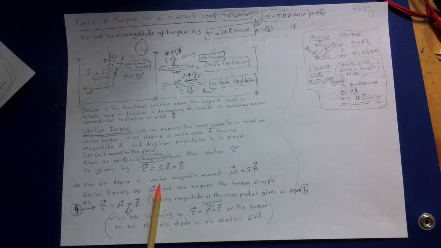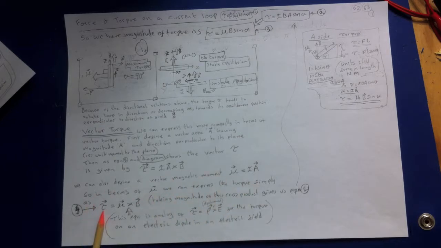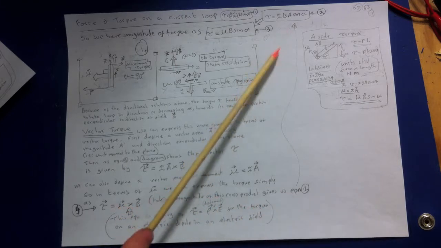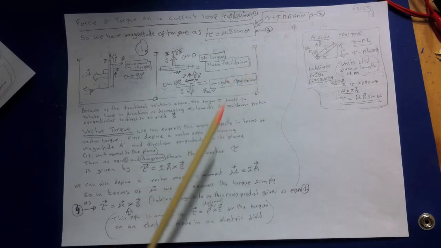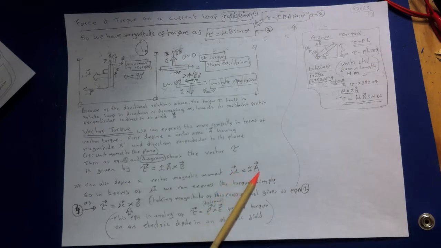We can also define a vector magnetic moment, mu equals IA. So in terms of the vector mu, we can express the torque simply as torque equals the vector mu cross B. Taking the magnitude of this cross product gives us equation 2. So if we take the magnitude of that, we get back to this. That's nice, and all we've got to do is remember that mu is I times A.